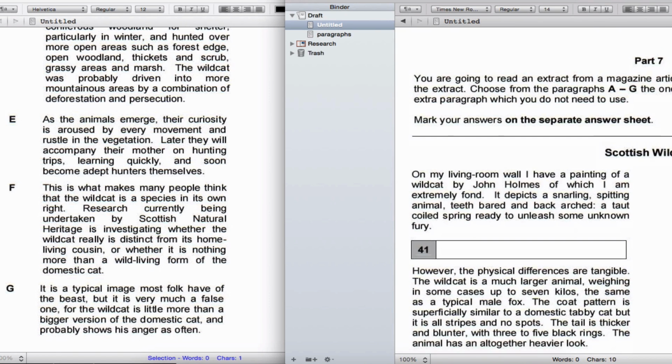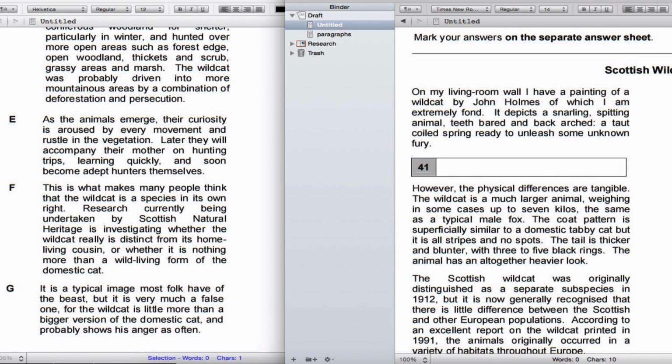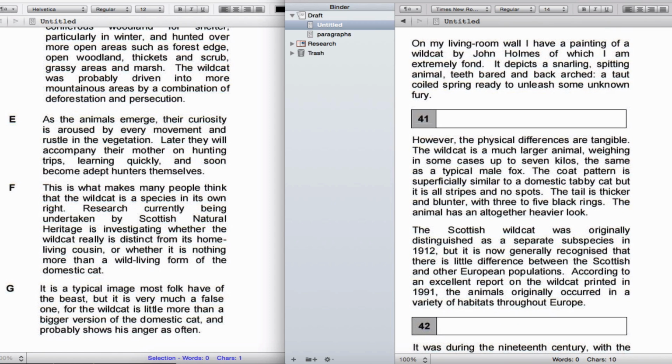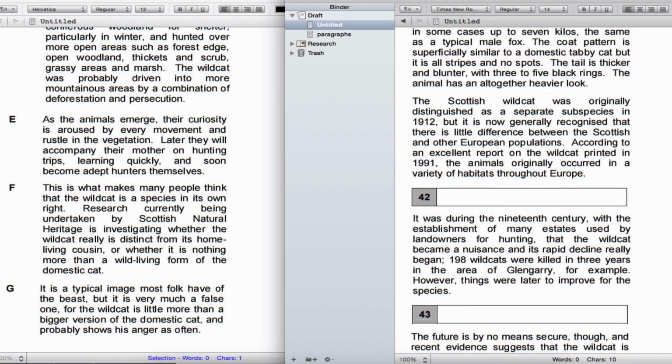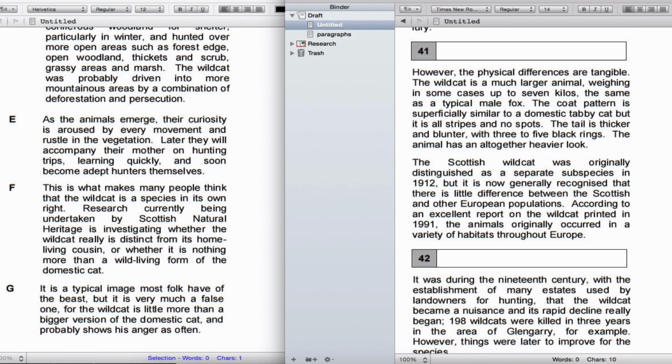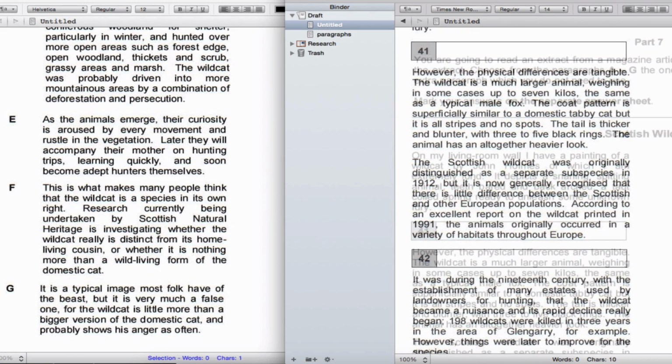Okay, so I've read all of the text, all of the paragraphs, and now I'm ready to start looking to see where I can put the paragraphs. What I do is try to find the easiest one to start with. It sounds obvious, but a lot of students will just start at number 41 and then try to do 42 and then try to do 43.